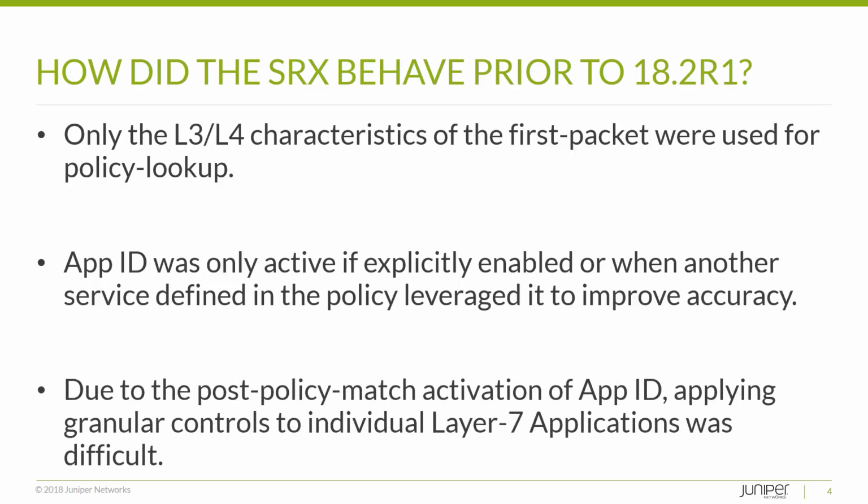As many of you would expect, due to the post-match behavior of App ID, it became increasingly difficult to apply granular controls and services to individual web applications. The primary example I like to cite is wanting to leverage SkyATP for Dropbox downloads, but not for uploads. This simply wasn't possible before 18.2 R1.